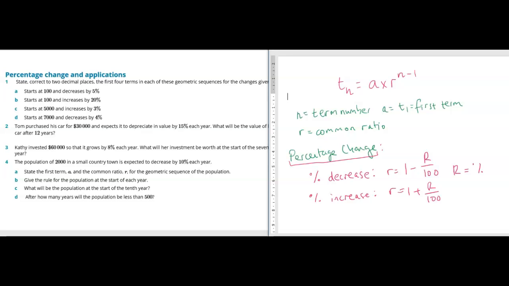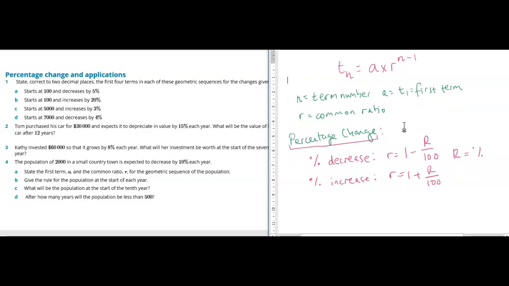Okay, so if you were losing weight at 1% per day, that would be your R. Or maybe you've put money into a bank account and you're earning interest at 5% per year, so that would be 5 over 100. So R is just the percentage given to you.